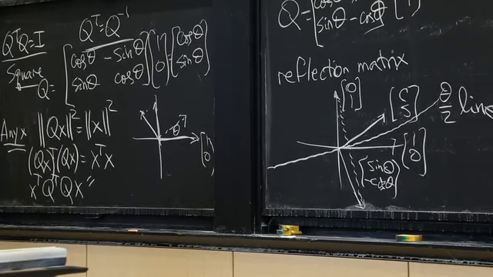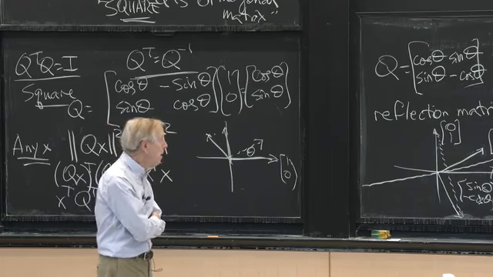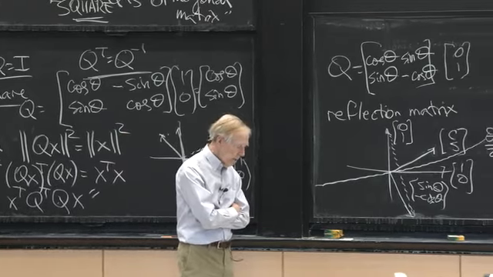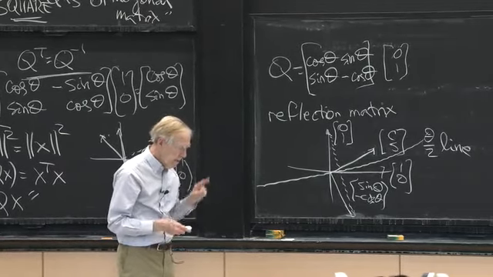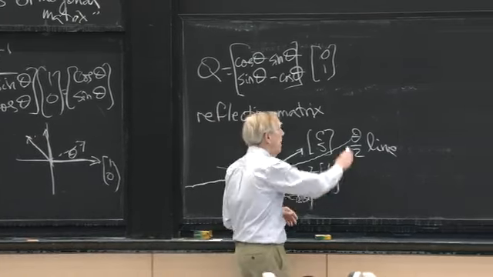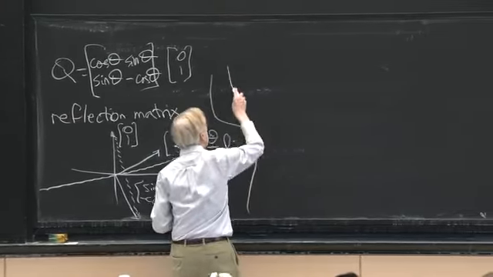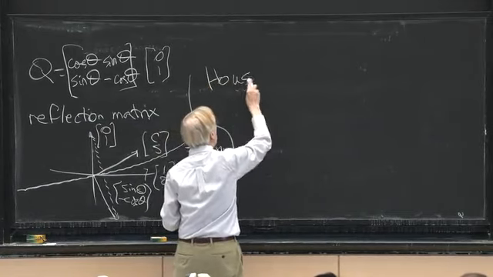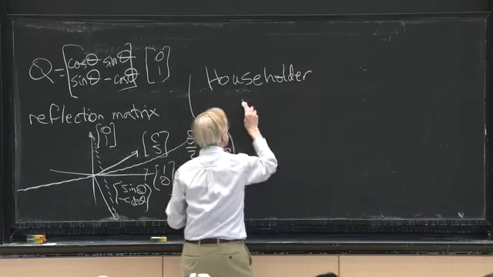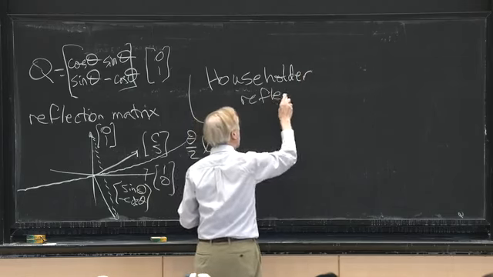So that's a reflection matrix. Well, that's a 2 by 2 reflection matrix. Would you like to see some other matrices like this one, but larger? They're named after a guy named Householder. So these are Householder reflections.